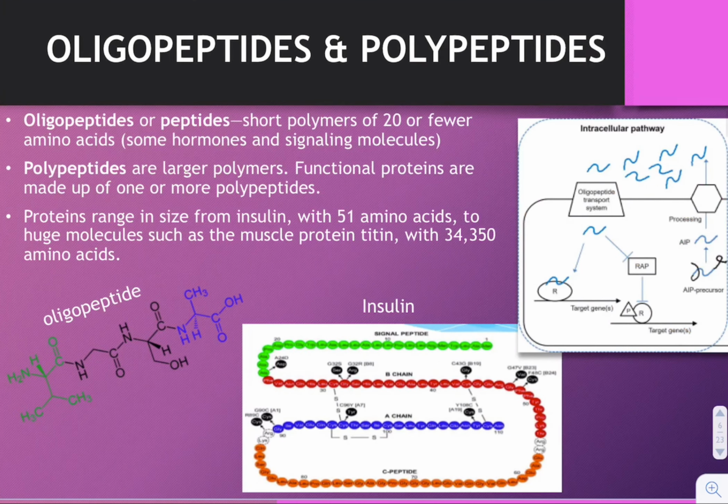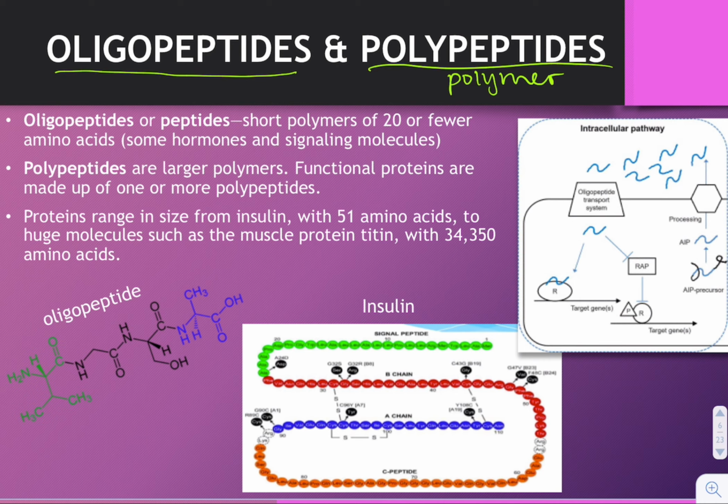So the monomers of proteins are amino acids. Now we have some other terms. We have oligopeptides, which you should be thinking of as like oligosaccharides. It's the same idea, but with amino acids. And then we have polypeptides, which is the polymer.